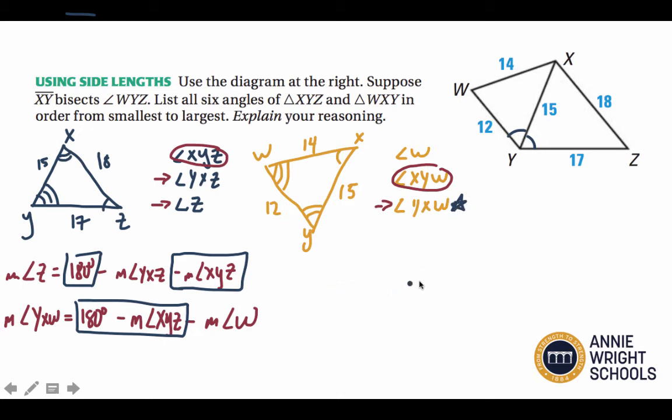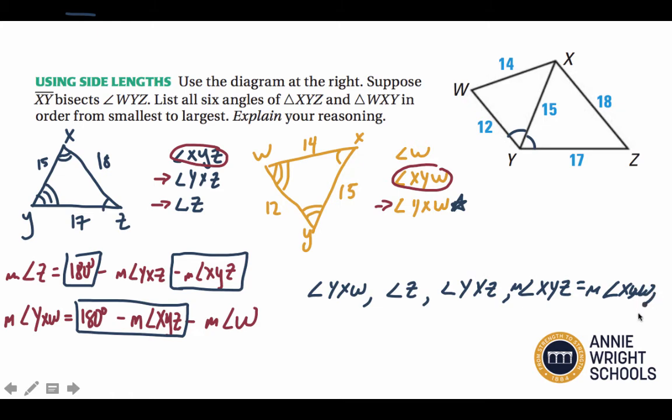And so what I can say, if I order these from smallest to largest, I know it goes angle YXW, followed by angle Z, followed by angle YXZ, followed by angle XYZ, which is equal, the measure is equal to the measure of angle XYW. And then last angle, the largest angle, is angle W.